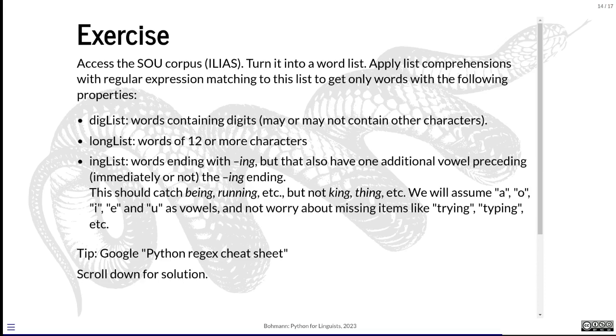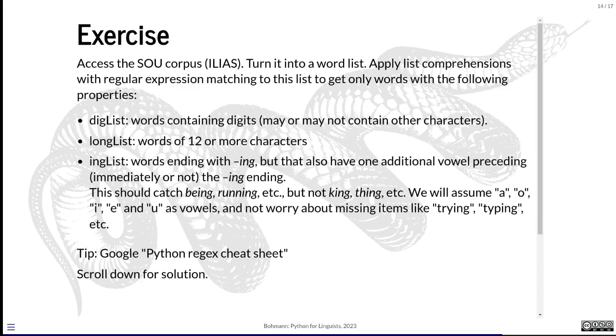A digit list that's all words containing digits. There may or may not be characters in these words, but as soon as a word has one or more digits, it should end up in this list, and everything else should not be in the list. A long list, that's just all the words in the text that are 12 or more characters long. I know we don't need regexes to do this, but please try it with a regex. An ing list, so that's words ending with ing.